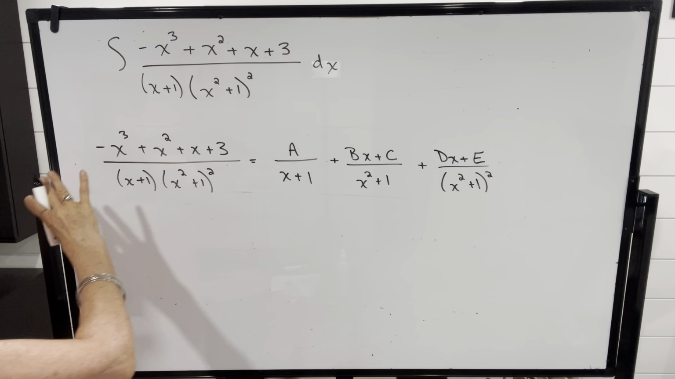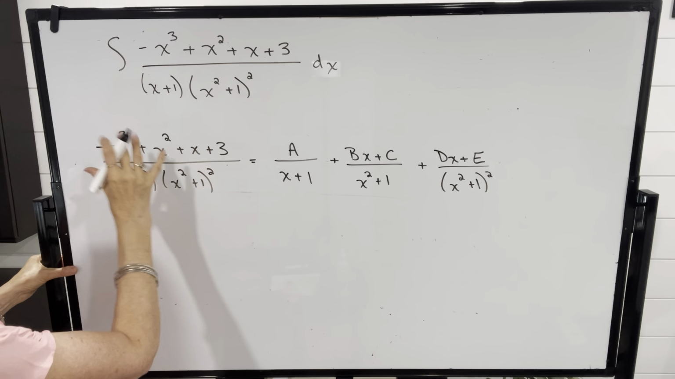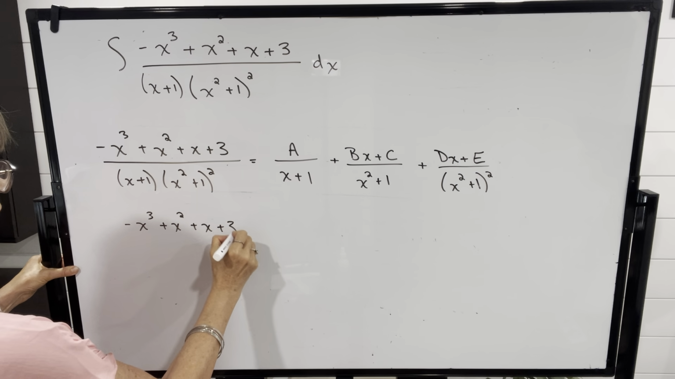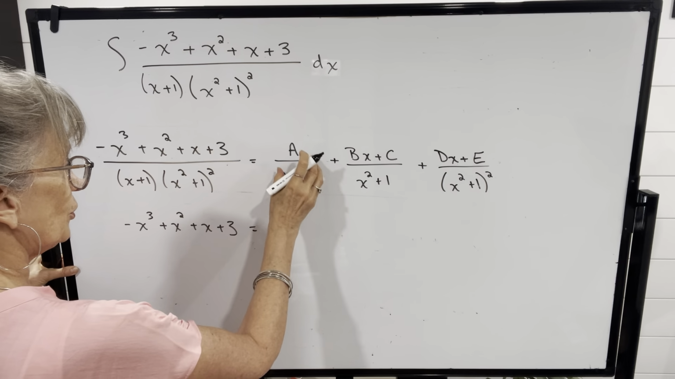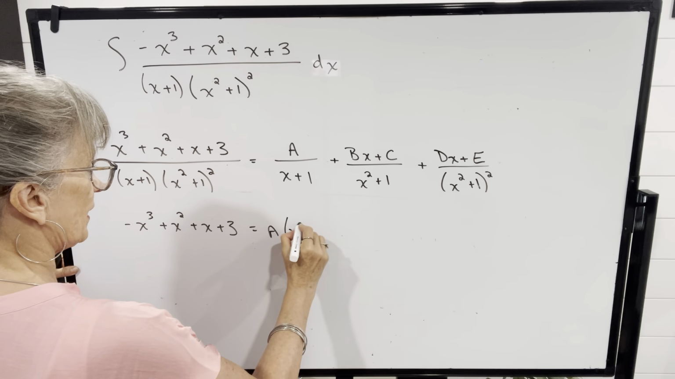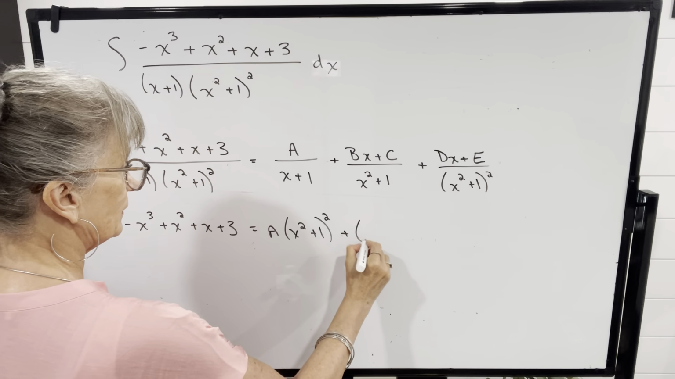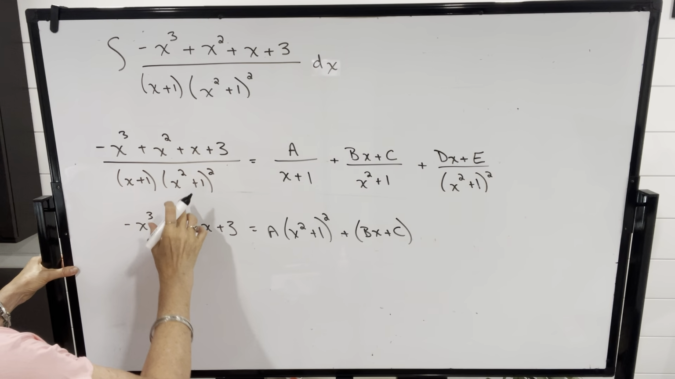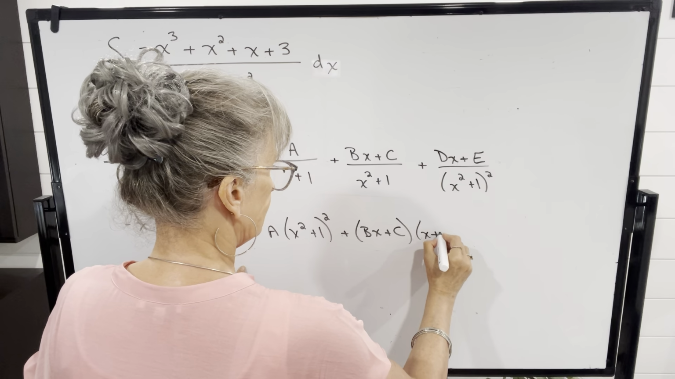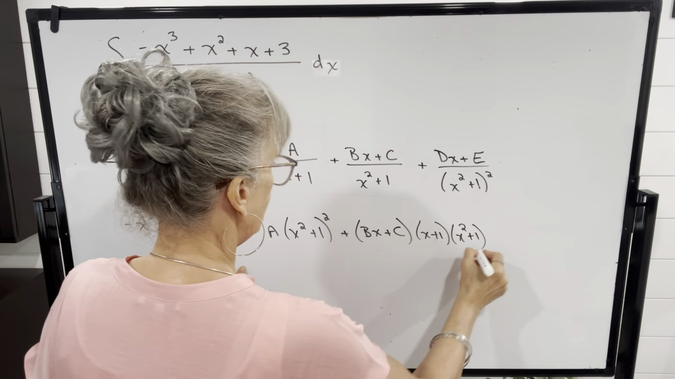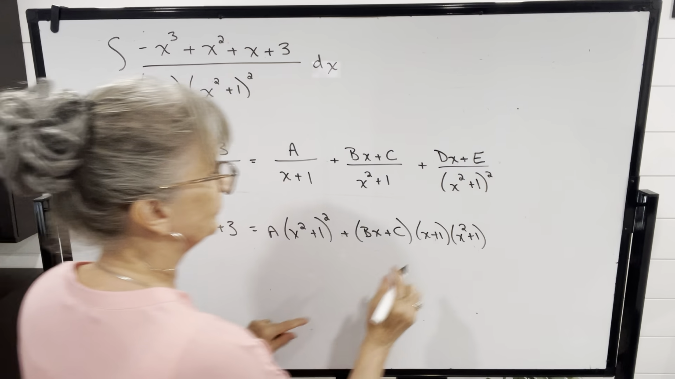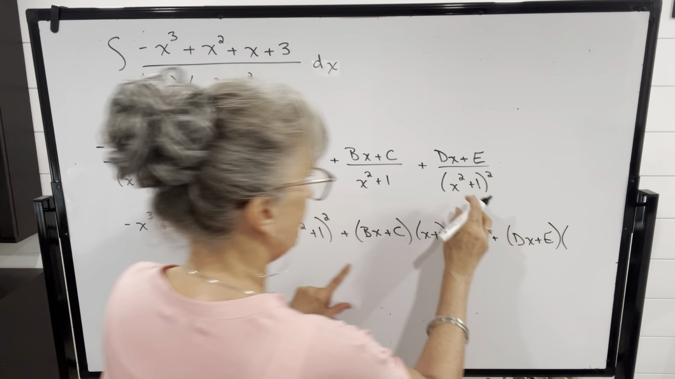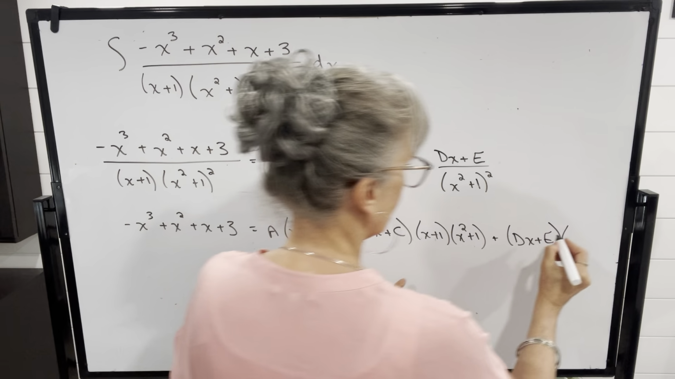In order to do that, we're going to multiply both sides of the equation by the lowest common denominator. So I will end up with the left-hand side just being the numerator, because the whole denominator will cancel. This term, the x plus 1, cancels, but I'll be left with a times x squared plus 1 squared. When I multiply this fraction by my lowest common denominator, I will end up with x plus 1 and x squared plus 1, because one of the x squared plus 1 factors cancels. And the last fraction, the x squared plus 1 squared will cancel, and I'll be left with x plus 1.